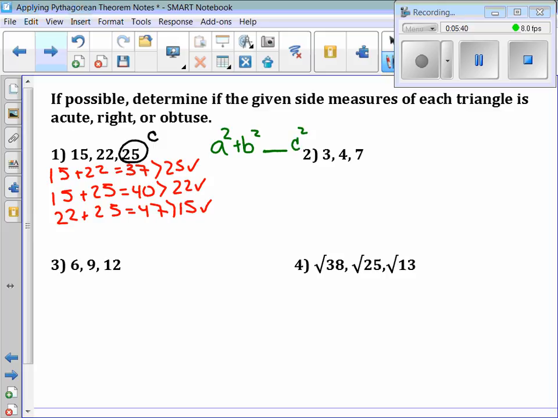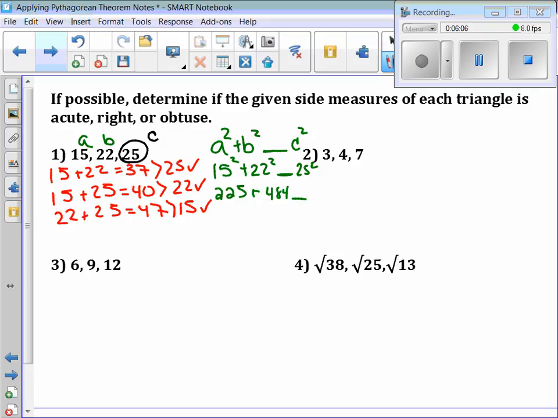Let's substitute in. We know 15 and 22 are our a and b values. So we're going to have 15 squared plus 22 squared. Leave a blank, we don't know the sign, and 25 squared. So when we square 15, we get 225, plus 22 squared, which becomes 484.